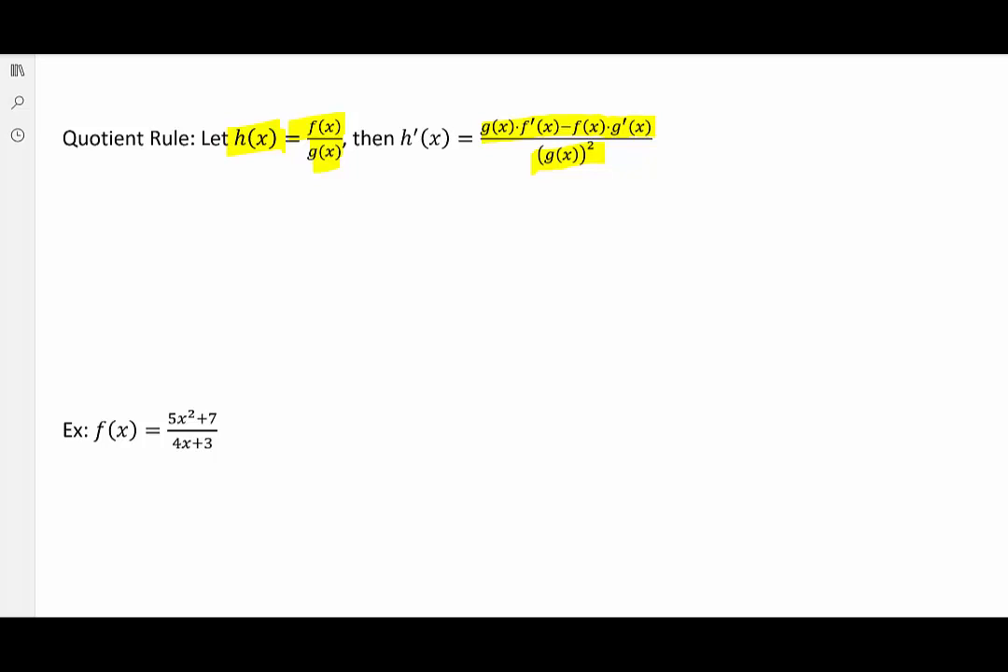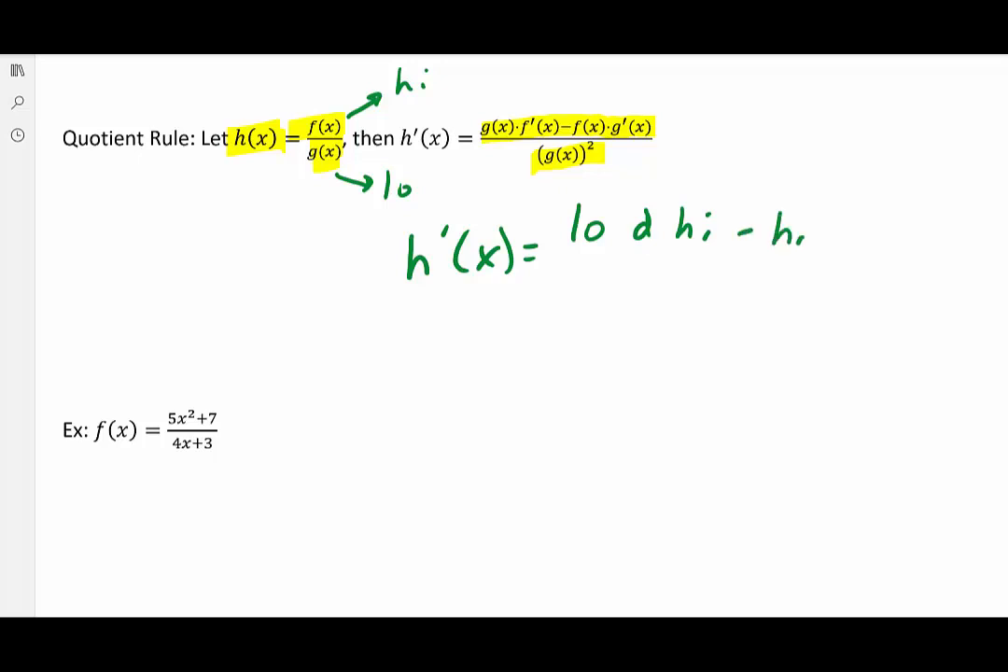But for sake of a mnemonic device to help you memorize this, I like to think of it in terms of this. I'm going to go back to h of x. I'm going to call f of x my high function. I'm going to call g of x my low function. And I like to think of the quotient rule as being kind of like a yodel. And what do I mean by that? Because h prime of x equals, okay, it's low d high minus high d low over low, or what I like to call low squared.